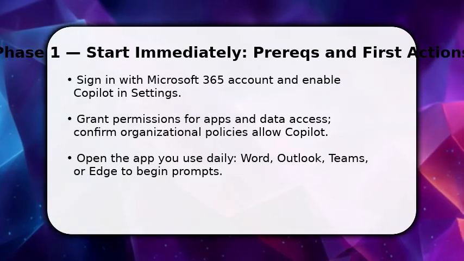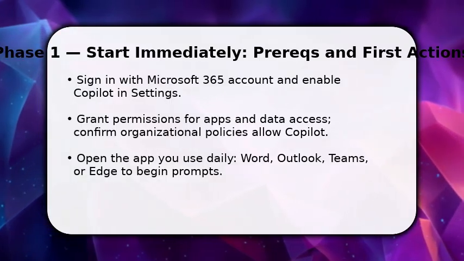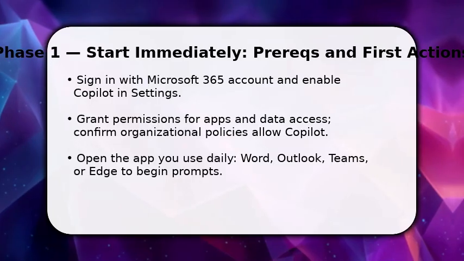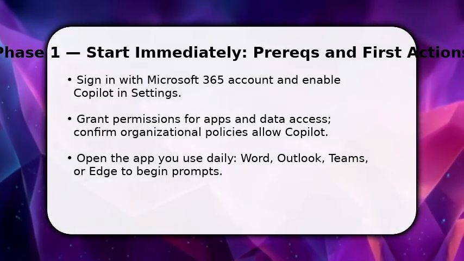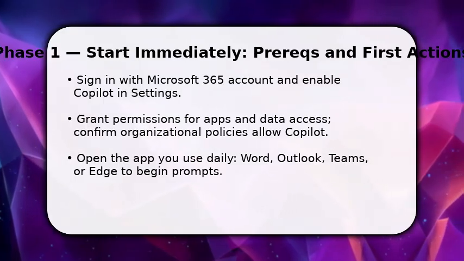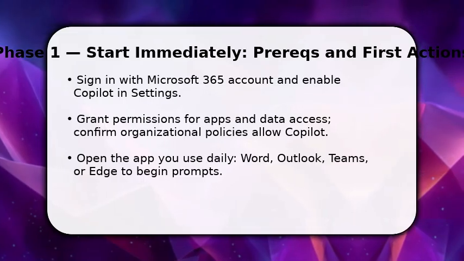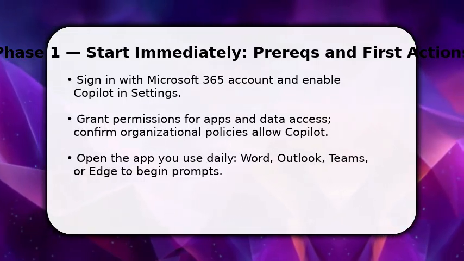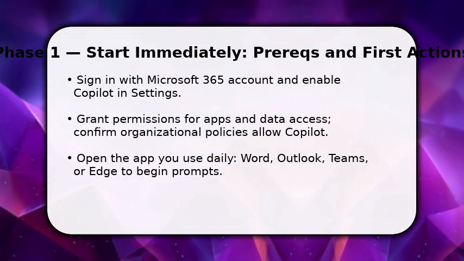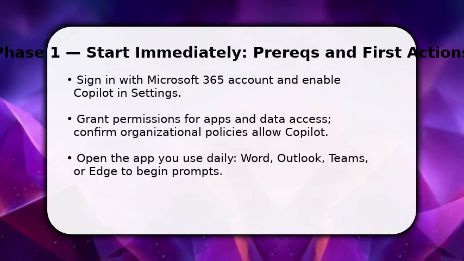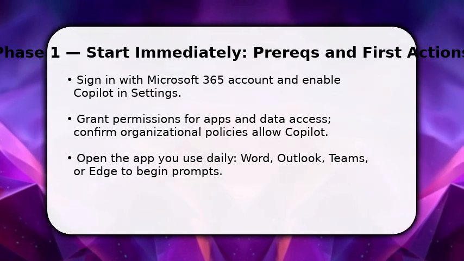You start by confirming you have a Microsoft 365 account and Copilot enabled in your account settings. Sign in and grant the minimal permissions Copilot requests so it can access documents and email. Once done, open Word, Outlook, Teams, or Edge, whichever you use now, and place the cursor where you want help. Ask a short, specific prompt. Summarize, draft, or create. This immediate action avoids setup delays and gets Copilot working on real content.